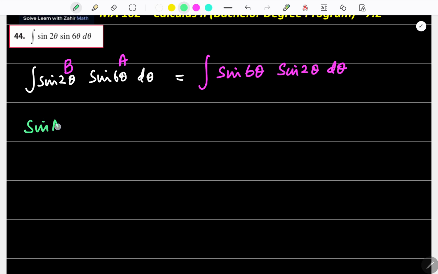What is the sine A sine B formula? Sine 2 theta, sine 6 theta.